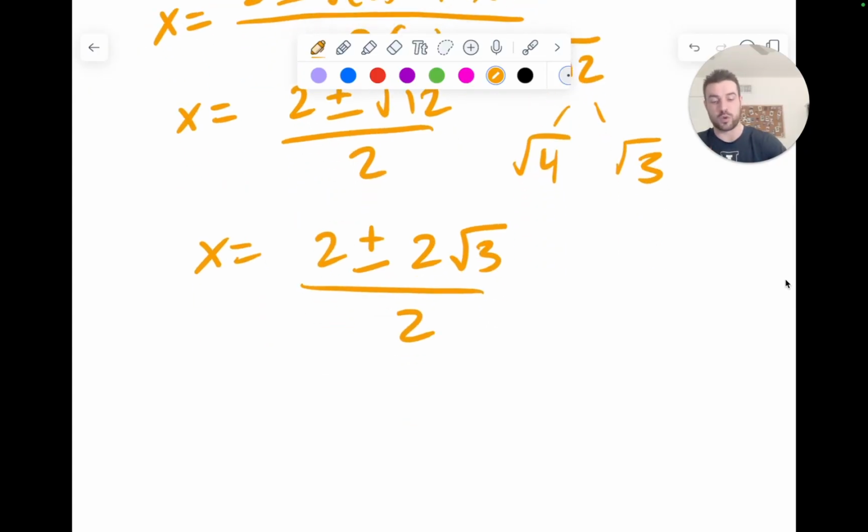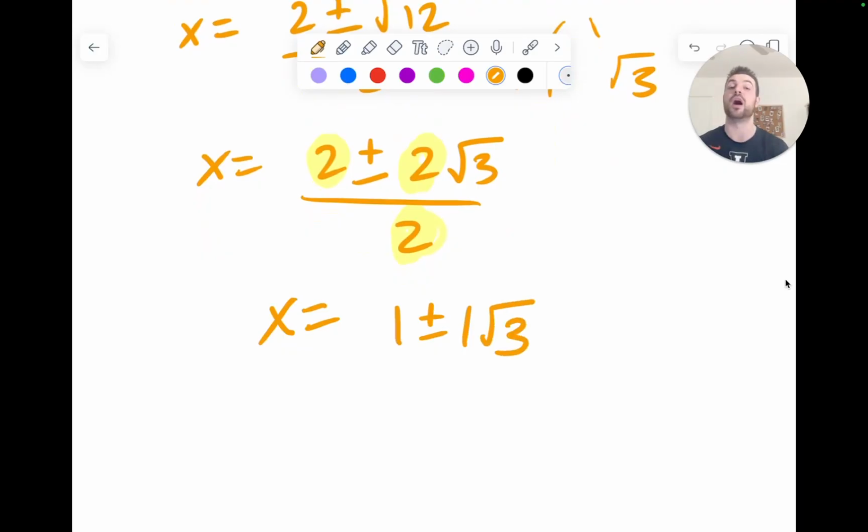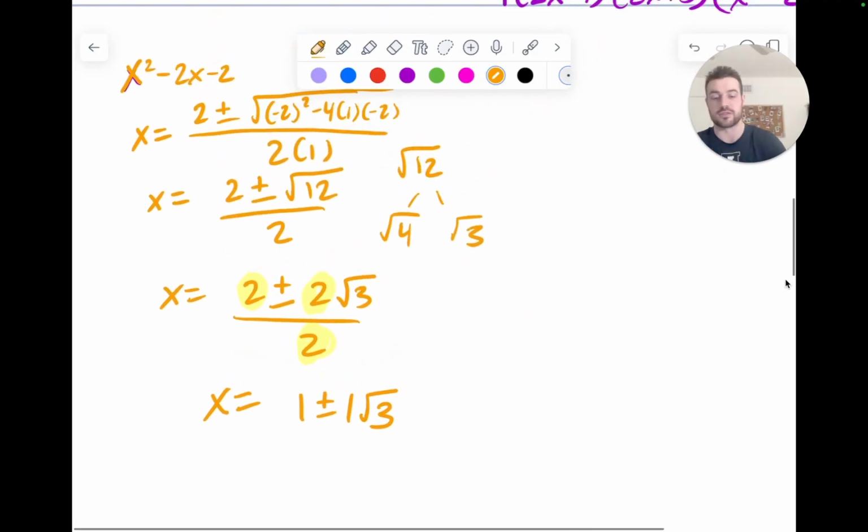And I can actually do one more step where I divide both of these values by 2. If I notice that these numbers all have a GCF, I can go ahead and divide that out, or simplify my fraction, to get x equals 1 plus or minus 1 root 3 as my other two solutions. And again, this is a quadratic, so I should end up with two solutions, which I have.